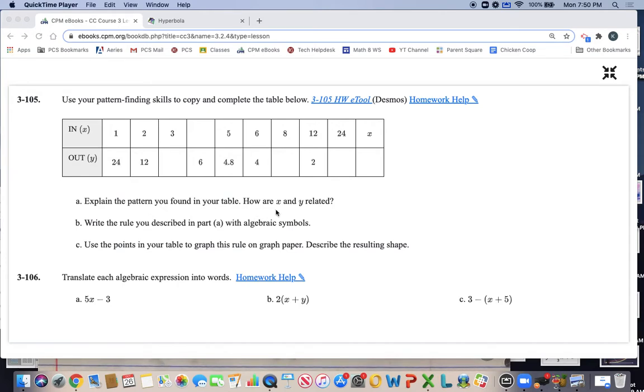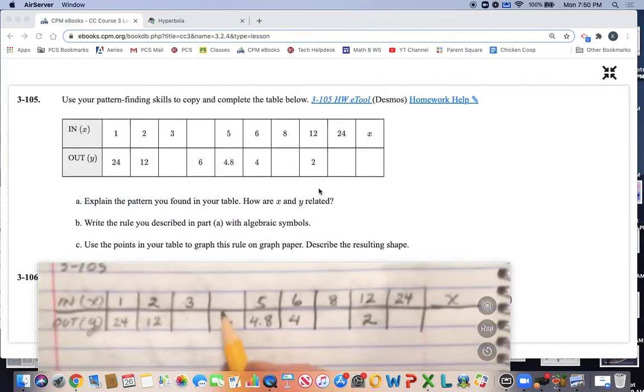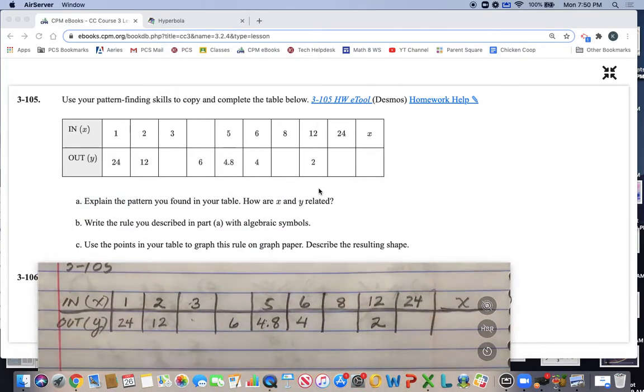It says, how are X and Y related? So then I started looking at X and Y, and that's when I noticed 1 times 24 is equal to 24, 2 times 12 is equal to 24, and 6 times 4 is equal to 24, and 12 times 2 is equal to 24. So that's when I realized that I had kind of cracked the code and I could fill in the rest of my table.